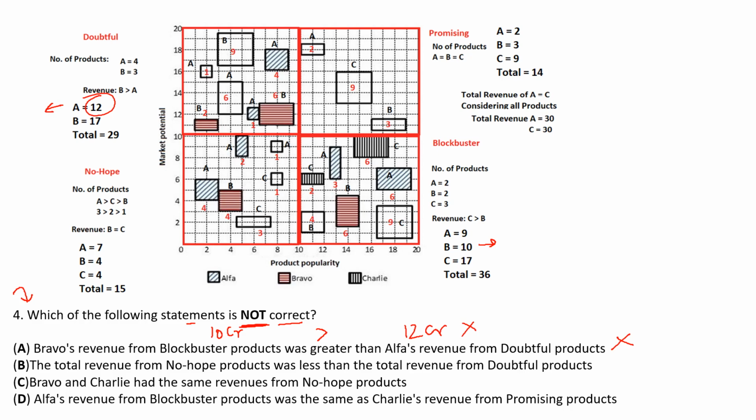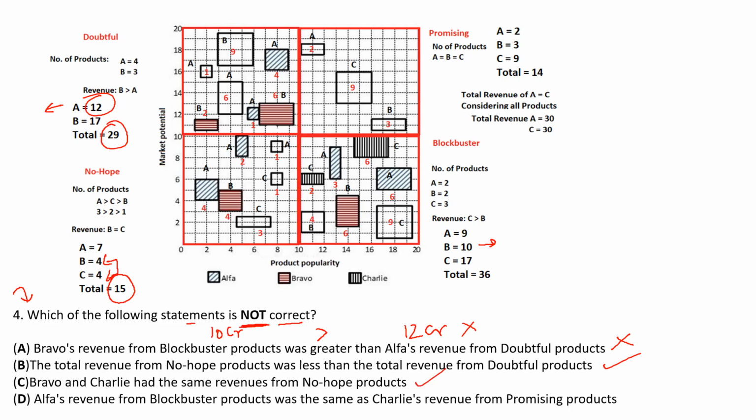Okay, let us check the next 3 options also. Total revenue from no hope products was less than the total revenue from doubtful products. So total revenue from no hope was 15 and the total revenue from doubtful products was 29. Yes, it was less than the doubtful, so it is correct. Bravo and Charlie had the same revenue from no hope products. Yes, it is correct. B and C both 4 CR revenue.